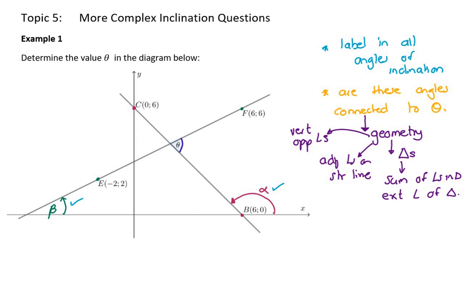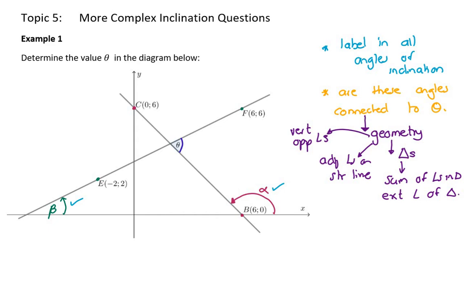So I look out for triangles because I know I can do sum of angles of a triangle. I look out for exterior angle of a triangle, definitely adjacent angles on a straight line, and definitely vertically opposite angles. Now also please know that there's often 10 different ways to get to the answer. So let's just look at this example. If I found alpha and beta, how could that help me?